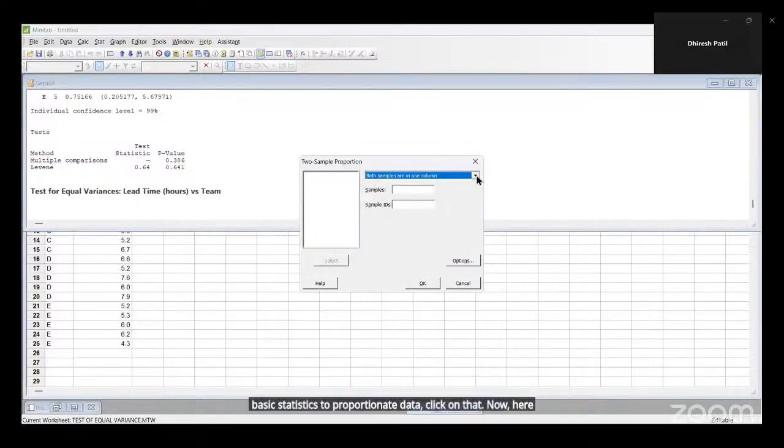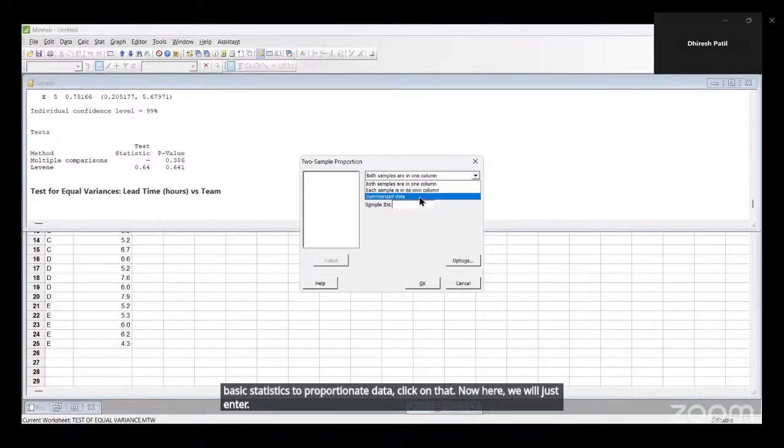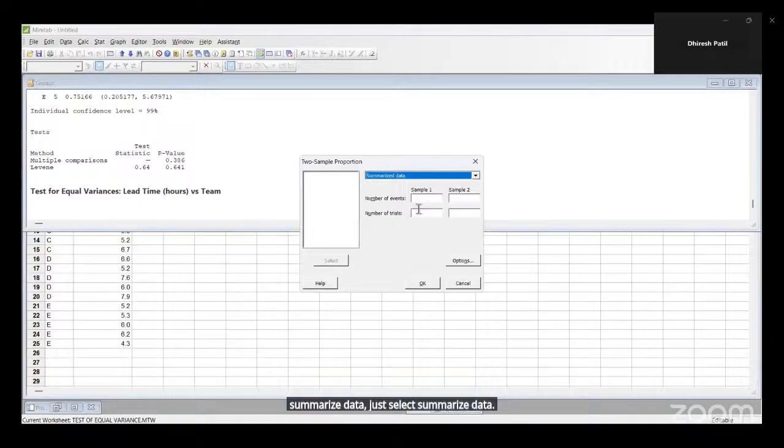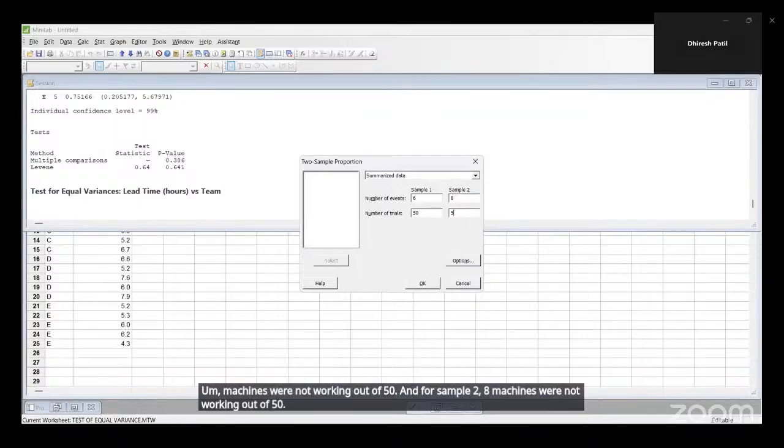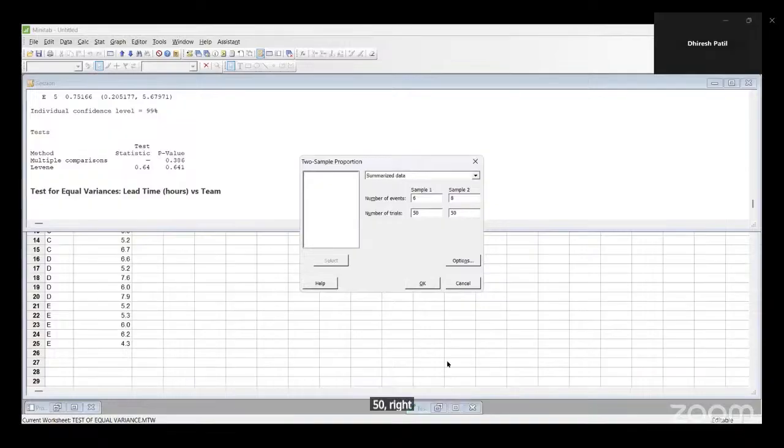Now here we will enter summarized data. Just select summarized data. So number of events. What do you mean by number of events? How many machines were not working. For sample 1, I think 6 machines were not working out of 50. And for sample 2, 8 machines were not working out of 50. So 6 out of 50 and 8 out of 50, we just want to compare the two sample proportions and click on OK.